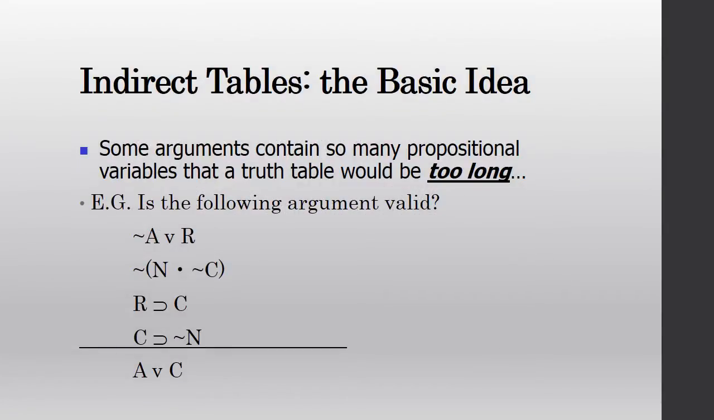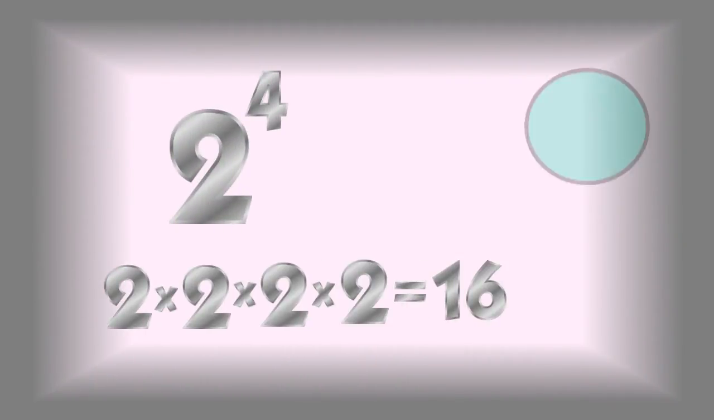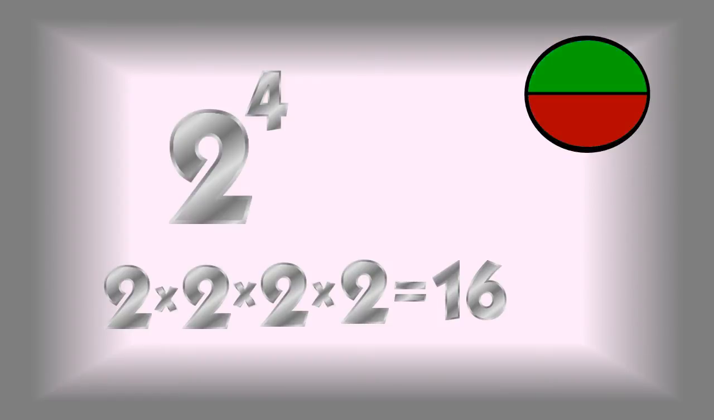Now, the basic idea is that some arguments contain so many propositional variables that it's just not convenient to do a truth table. It'd be too long. So take a look at the argument that we tried in the last lesson. That argument had 4 propositional variables, and we said that's going to come to a grand total of 16 rows in your truth table.